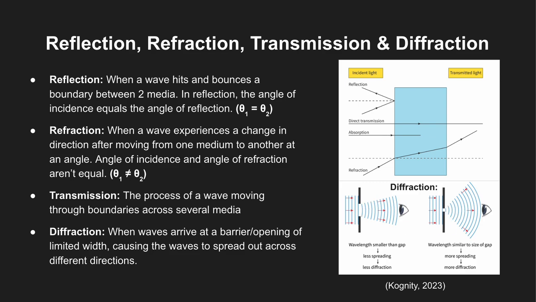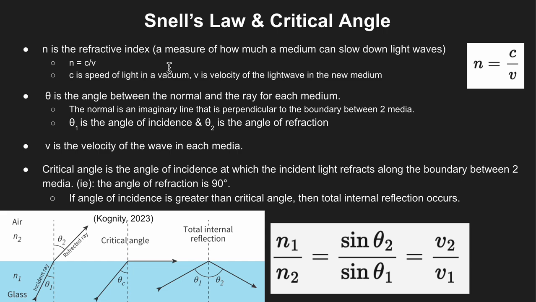Now, to learn about Snell's law, which has everything to do with refraction, you have the value n, which is the refractive index. It's a measure of how much a medium can slow down light waves, which is why it's written as c over v, where v is the velocity of the light in the new medium.